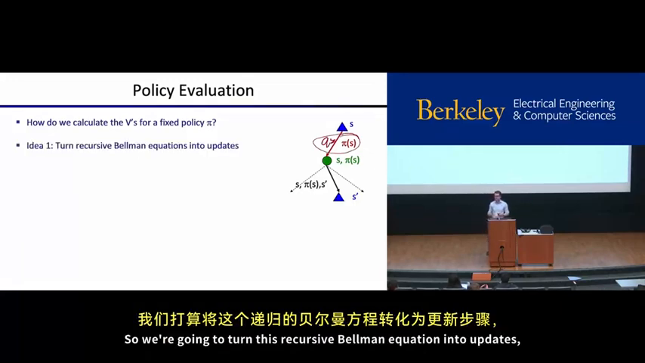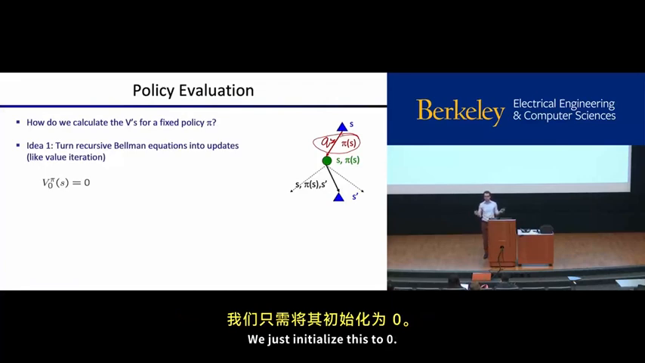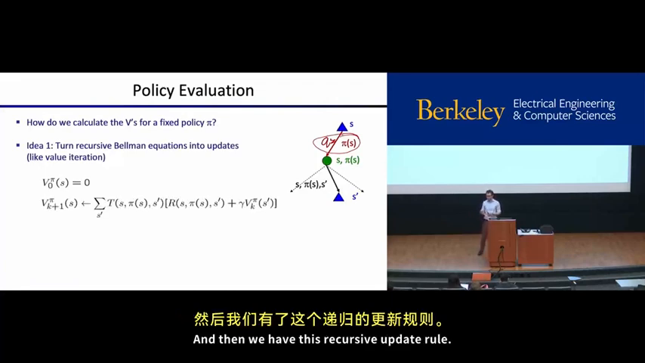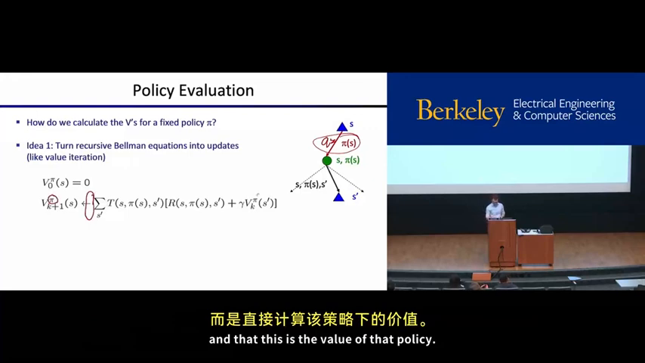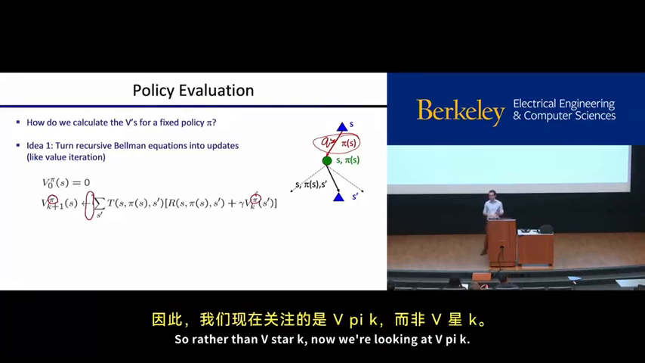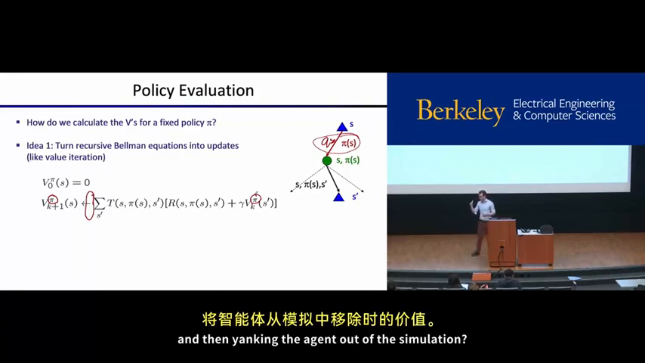So we're going to turn this recursive Bellman equation into updates, just like value iteration. We start with v0 under the policy of a particular state. We just initialize this to 0. And then we have this recursive update rule. The only difference to the previous update rule is that now there's no max here, and that this is the value of that policy. So rather than v star k, now we're looking at v pi k. This is the value of running this policy for k steps and then yanking the agent out of the simulation.